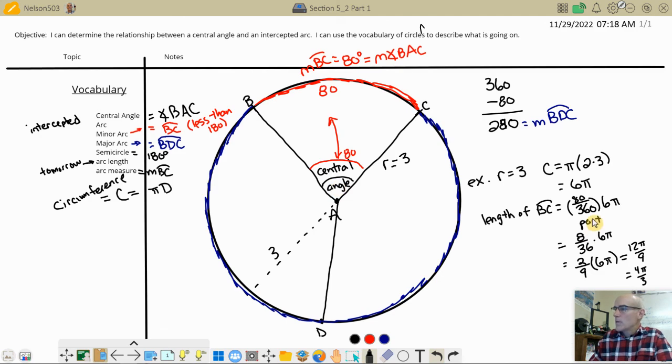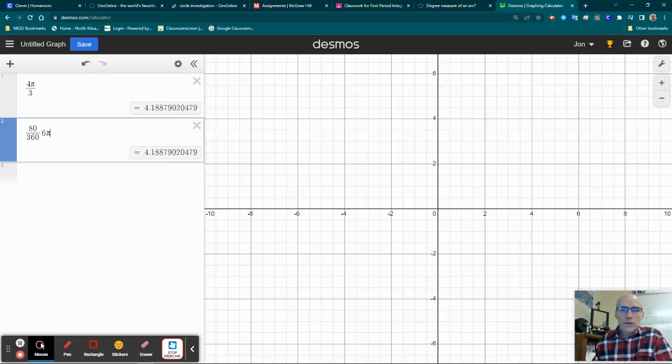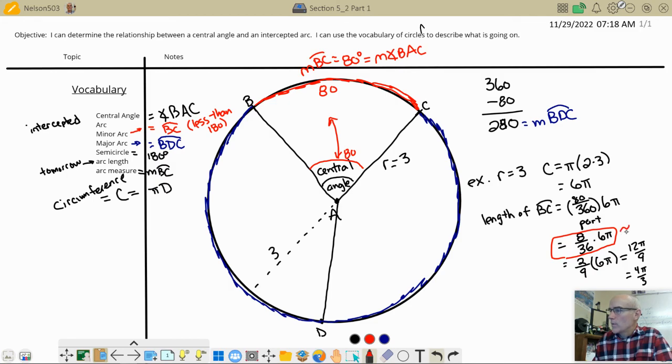So you can just type this in right here into Desmos, type that in, and it will tell you what the answer is, right? So 4.19 if we round. So that's about 4.19 to the hundredths place.